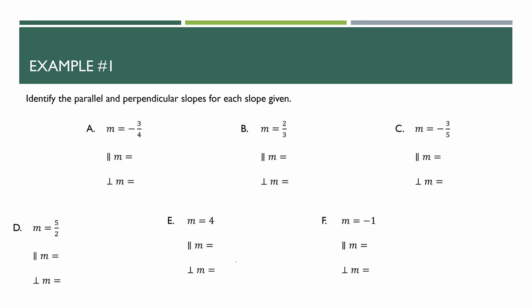So let's practice this a little bit. We have a bunch of problems here. Before we get started, let's talk about these symbols. These two lines here mean parallel, and this upside down T means perpendicular. So if I have a slope of -3/4, parallel means it would be the same, -3/4. Perpendicular would be the opposite reciprocal. So because my slope is negative, I'm going to have a positive, and then reciprocal, flip it over, 4/3.